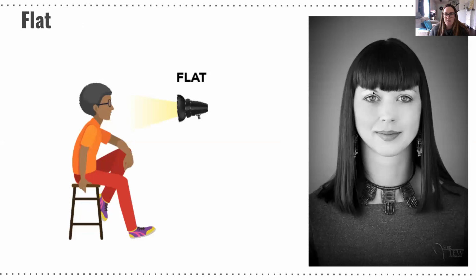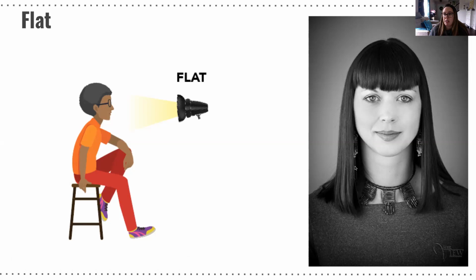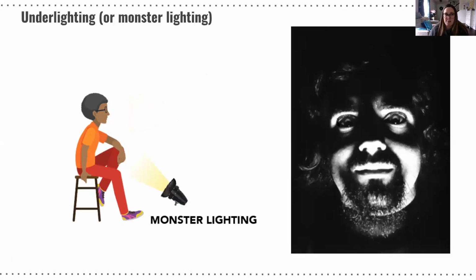Next, we have what's called flat lighting, and that means that you have a single light going straight at the person. Notice there's no shadows. There's no soft shadows. There's nothing. She's a beautiful woman, and it actually looks pretty even, more like low-key lighting. But usually it's not very flattering for people to have flat lighting directly in their face.